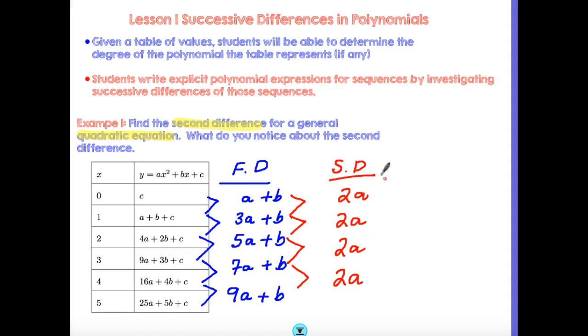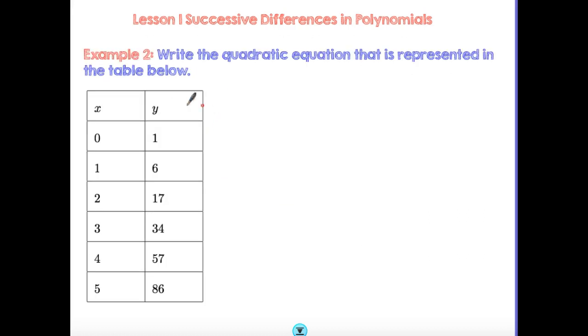This is going to be important in our next example, and that's huge. It's the same number all the way through on the second difference. 2a is a constant, so that means it's a quadratic equation. So what do you notice about the second difference? The constants are all the same, and it equals 2a. Let's move on and see how we're going to use that in the next two examples. In example 2, they're going to ask us to write a quadratic equation.